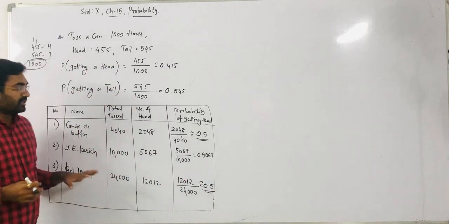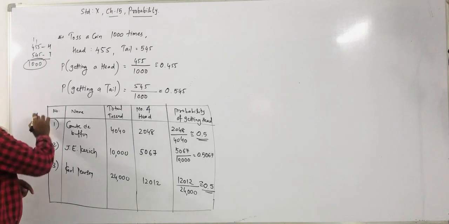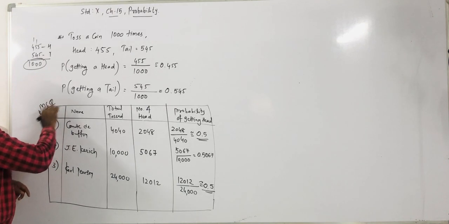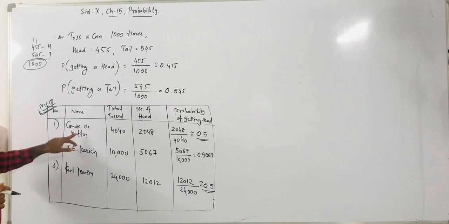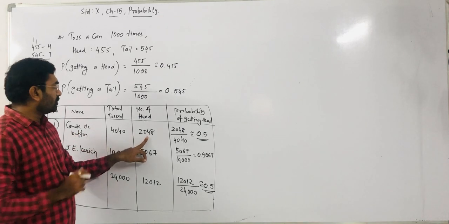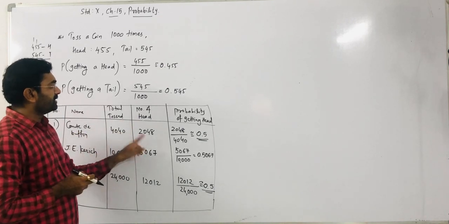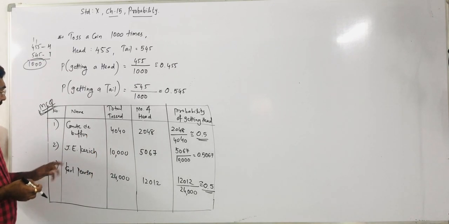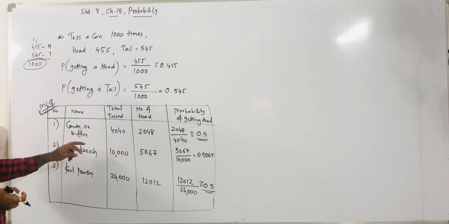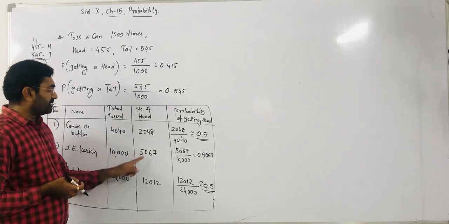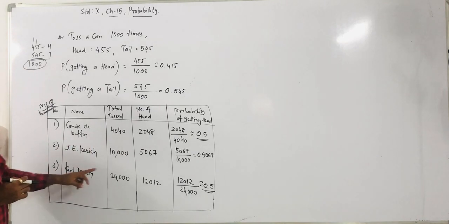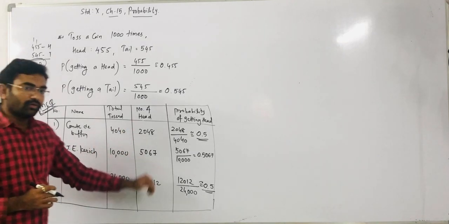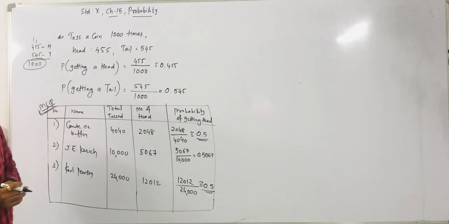Observe this table and remember it for MCQ purposes, because an MCQ for 1 mark may be asked from here. Buffon tossed a coin 4,040 times and got 2,048 heads. J. Kerrich, a British scientist, tossed 10,000 times and got 5,067 heads. Karl Pearson tossed 24,000 times and got 12,012 heads.